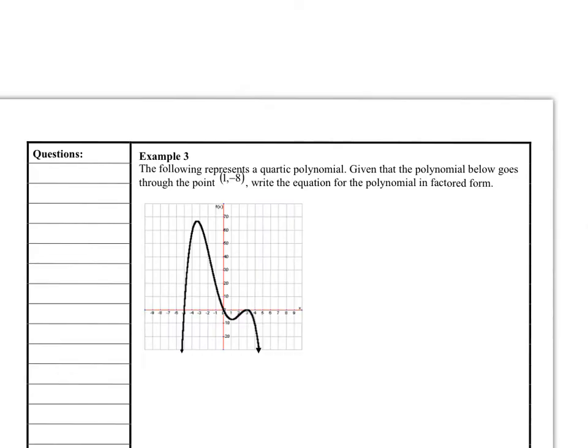Okay, so the following represents a quartic polynomial. Alright, you need to understand that quartic means degree 4.